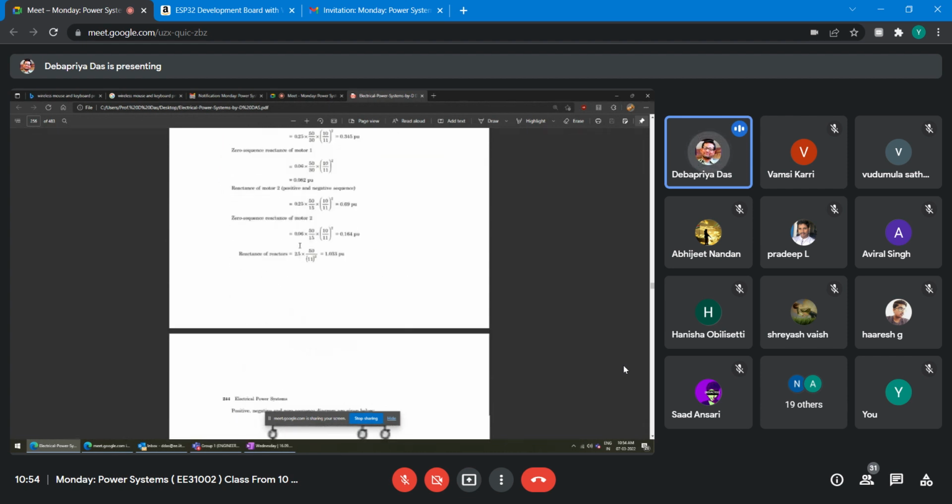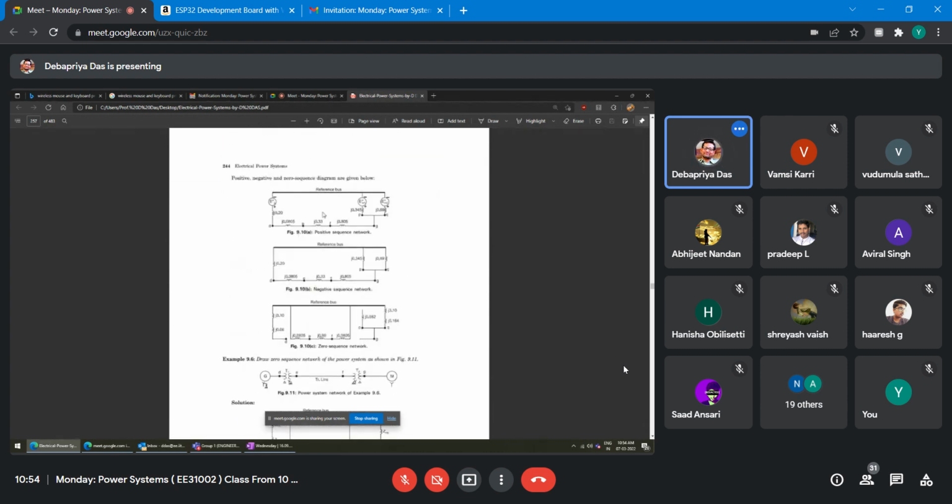So this is the reference bus. This is the E_G double dash, you mark it. Then this is generator 1, then D to E transformer 1, E to F transmission line, F to G again transformer 1, and these two motor reactances, whatever you have got, connect them to the reference. This is the positive sequence network.